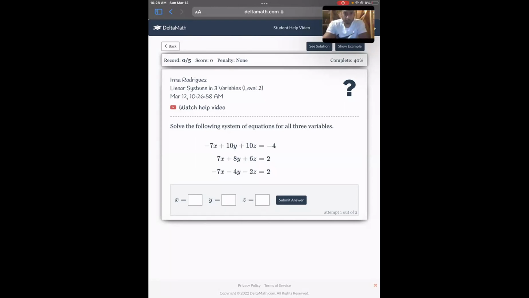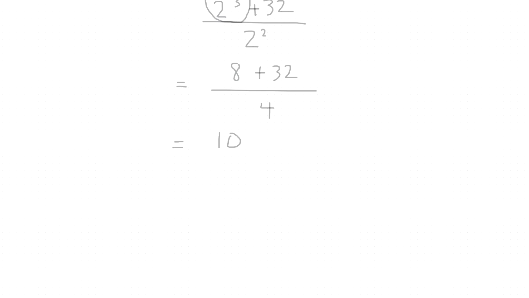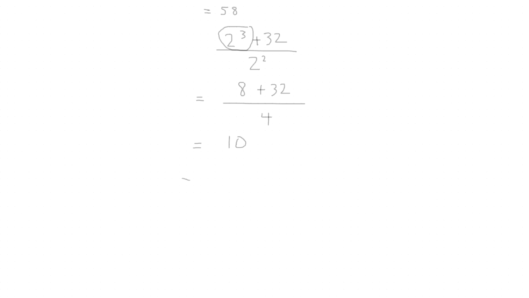All right, let me go to the whiteboard. I'm going to write down all three equations. Can you see my whiteboard? Tell me the three equations. -7x plus 10y plus 10z equals -4. Okay, that's equation 1.